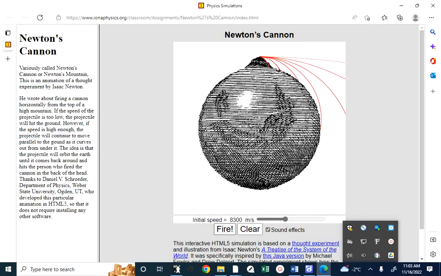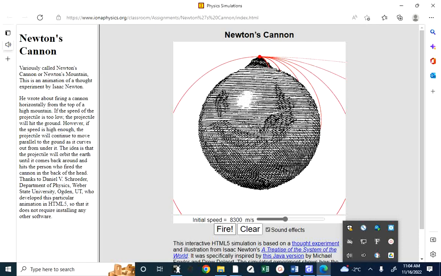Let's try 8,300. Is it getting closer to the Earth? This one's going to come back, actually. And we don't get into the physics of elliptical orbits, but it will come back. See there? It's like throwing it up in the air and it comes back down. Just keep watching it. I think it's going to come back. Yep, there it is. And you might notice, again, this type of orbit we don't worry about, that it goes slower when it's further away.